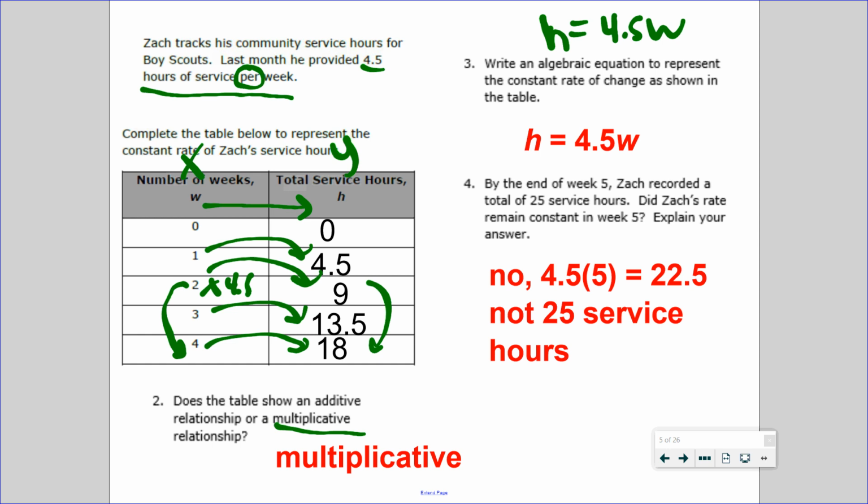And by the end of week 5, so here's week 5 right here, he recorded a total of 25 service hours. Does this rate remain constant in week 5? Let's see. In week 5, if you multiply 4.5 times the number of weeks, 5 weeks, 5 times 5 is 25, carry the 2. 5 times 4 is 20, plus 2 is 22, and 5/10. Is it correct? No, because it should have been 22 and 5/10, not 25 service hours.